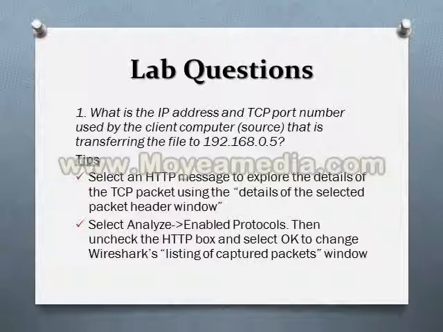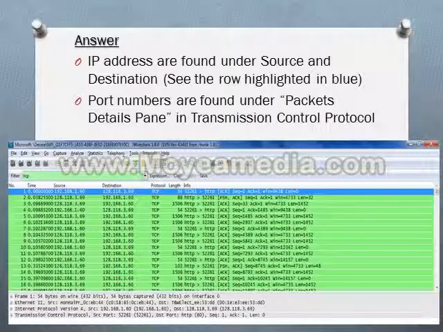Select Analyze, then Enable Protocols. Then uncheck the HTTP box and select OK to change Wireshark's Listing of Captured Packets window. If you note the row highlighted in blue, you'll see that IP addresses are found under Source and Destination. Port numbers are found under the Packet Details pane in the Transmission Control Protocol.